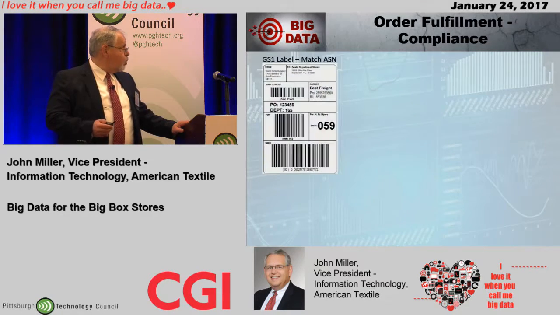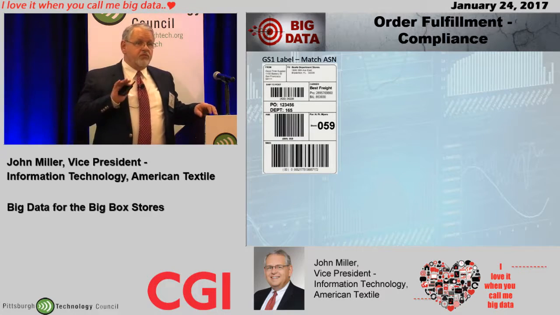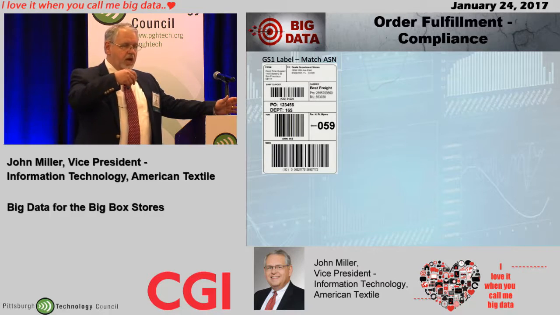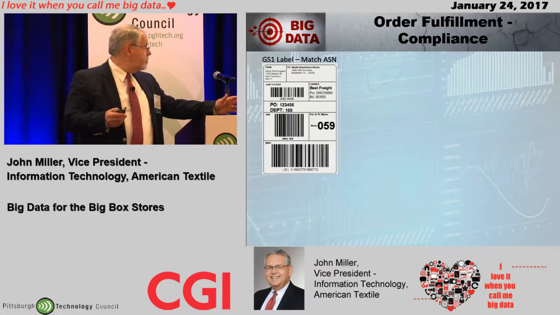When we go to ship something, there are three documents. The first document is called a GS1 label. A GS1 label is a shipping label that basically says, here's what I'm going to ship from us to you. I'm going to ship on FedEx. I'm going to ship on UPS. You're going to send a truck to me. I'm going to send a truck to you, whatever it is.